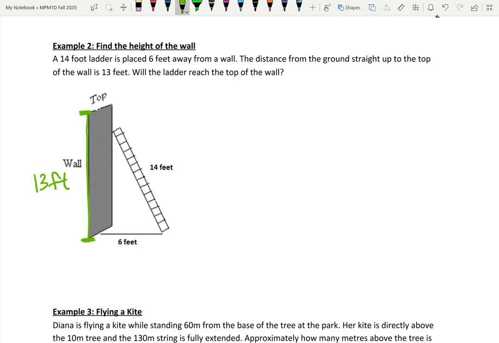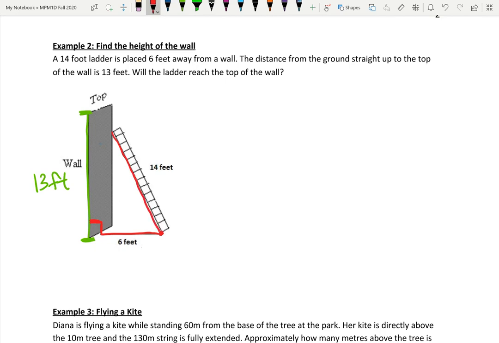Will the ladder reach the top of the wall? Okay, well, the diagram gives us a little bit more information. So from the wall to the floor, that creates that 90-degree angle. Okay, so this is a right triangle. From the bottom of the ladder to the base of the wall, it's 6 feet. And then opposite to the right angle is our hypotenuse, or the length of the ladder.